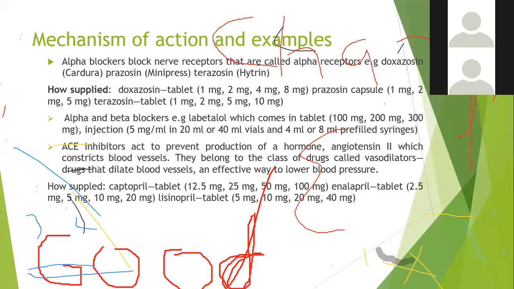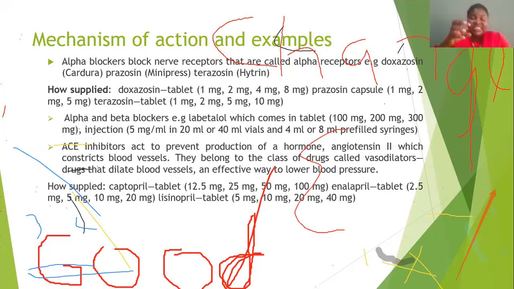Another group of drugs is the ACE inhibitors. The ACE inhibitors act to prevent production of the hormone angiotensin II, which constricts blood vessels. The angiotensin II hormone is usually found in blood vessels, and it causes vasoconstriction of these blood vessels. So the ACE inhibitors will prevent this vasoconstriction.